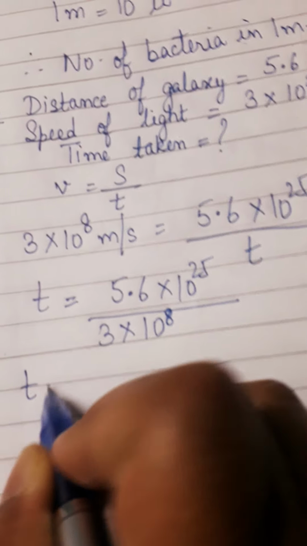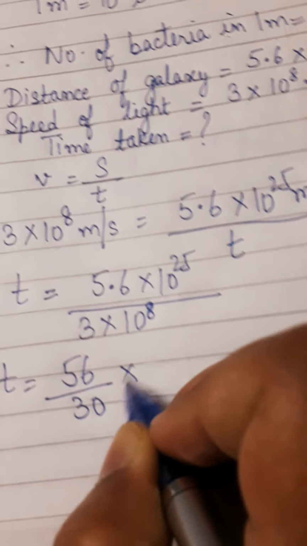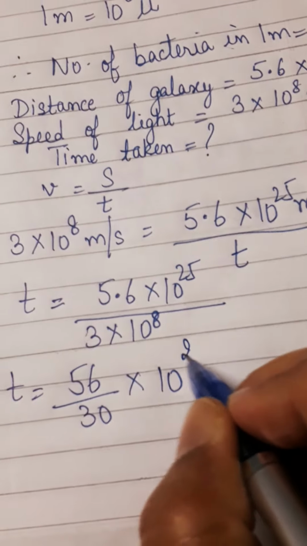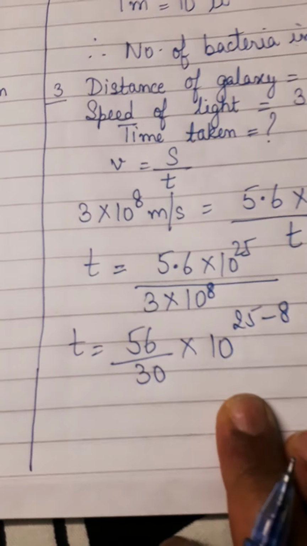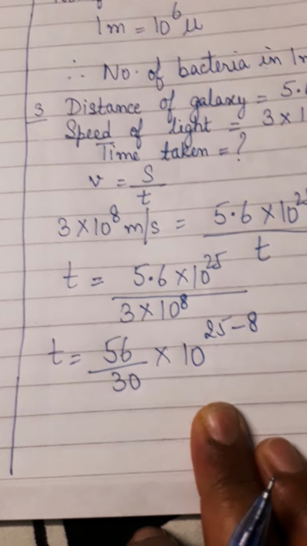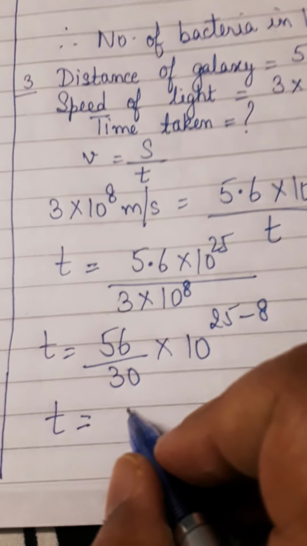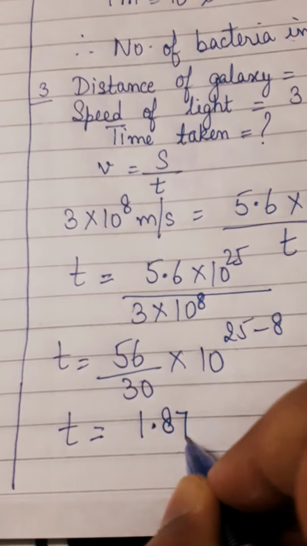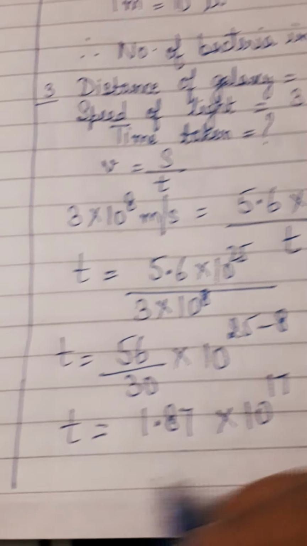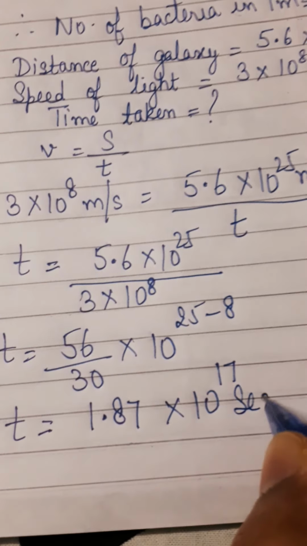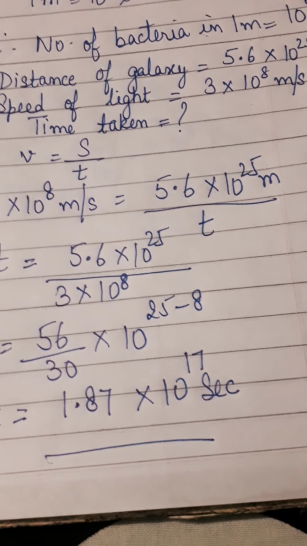Okay, now for convenience I'll remove the decimal. So that will be 56 upon 30 into 10 to the power, what about the powers? 25, and this 8 when it goes up becomes minus 8. We follow the rule of indices over here: the powers when divided are subtracted. So therefore we get T is equal to, what is 56 divided by 30? 1.87. Okay, and what is 25 minus 8? It is equal to 17. So the unit of time is second. So therefore my answer is 1.87 into 10 to the power 17 seconds.